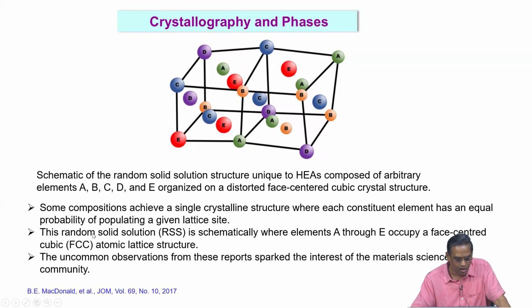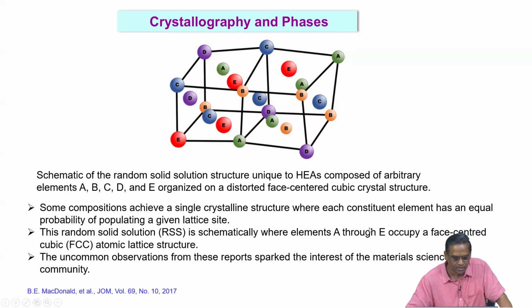The uncommon observation from these reports sparked the interest of the material science community. When you have this kind of lattice structure form, for a conventional metallurgist it is quite different. It is very different from when I look at the iron lattice or copper lattice or nickel lattice. When I look at this kind of random solution, but disordered crystal structure, it is quite interesting for the material science community. And people just started looking at some of the basics.